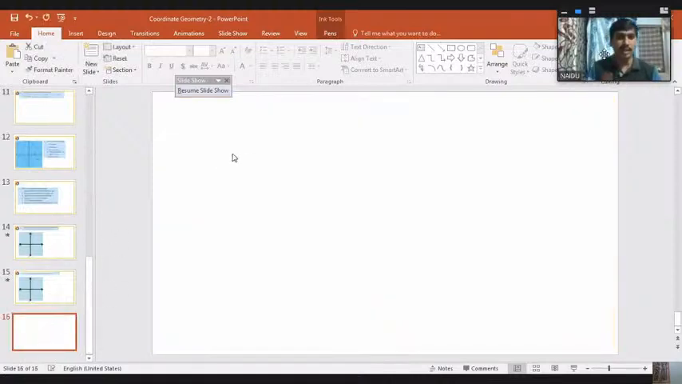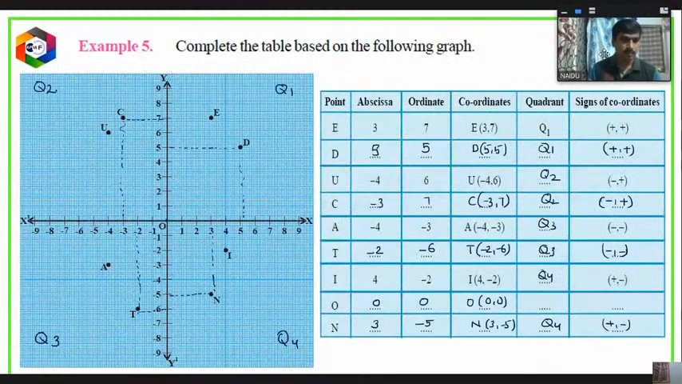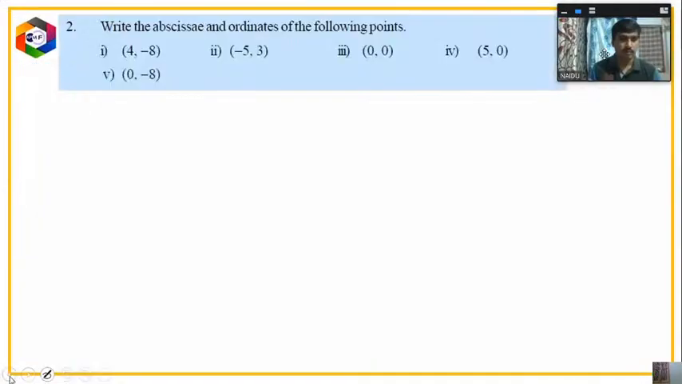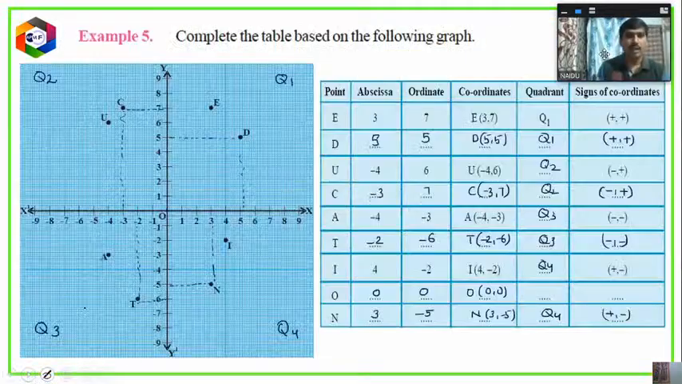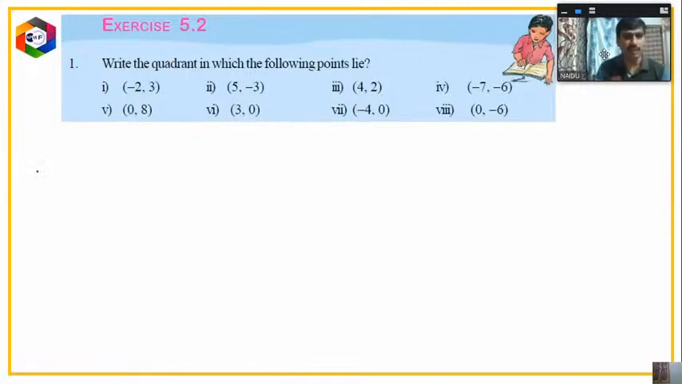Yes, children. Here I'm going to write, observe clearly. Okay, before doing the exercise problems, let us write down what we have discussed previously. If x is greater than 0 and y is greater than 0, that is, x is positive and y is positive, in that case such x comma y lies in Q1.